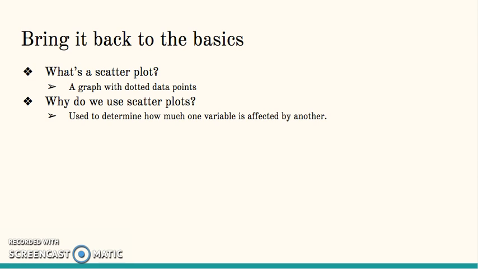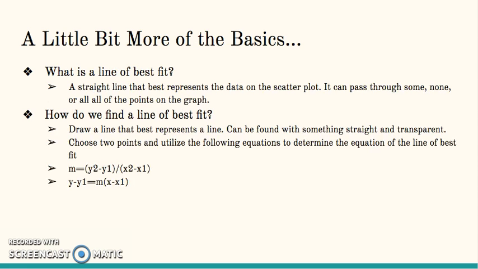Which leads me into my next point, why do we use scatter plots? We use them to determine how much one variable is affected by another. And the reason a scatter plot is what it is, is because not everything follows a linear form or a form that goes into an equation. Sometimes it's completely obscure, and so we have to figure out an equation that would best represent the data, which leads me to my next point of basics, the line of best fit.